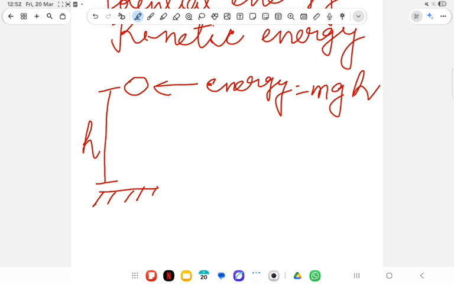So let's suppose at a time t, this ball is dropped downward, and it reaches a point P, which is at a height of x from the ground.